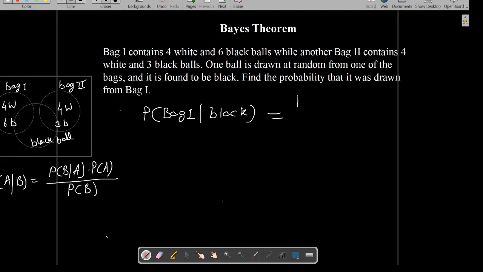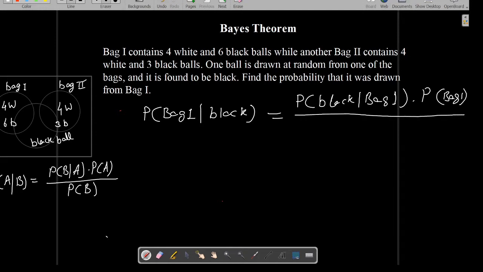So as per the Bayes theorem, we will write P of black given bag 1 times P of bag 1 over P of black ball. So in the question we have to find the probability that the black ball was drawn from bag 1. So we have to find the probability of selection of bag 1 given that the black ball has been drawn. Now let us find out these quantities.